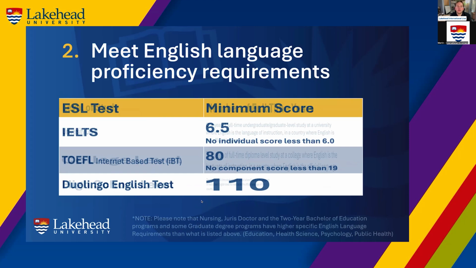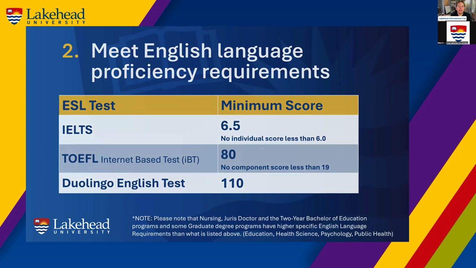Of course, there are select programs such as nursing, Juris Doctor, 2-year Bachelor of Education, as well as select programs on the grad side, so master's programs, that do require higher minimum scores for general admission requirements. So take note of that if perhaps one of your programs is listed on there. Aside from that, I think it's time to chat about applying online.